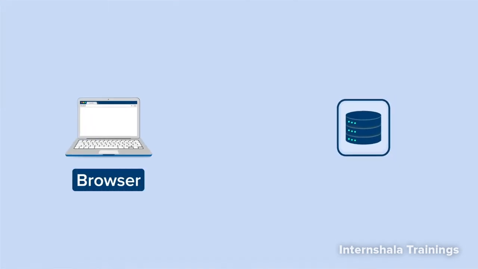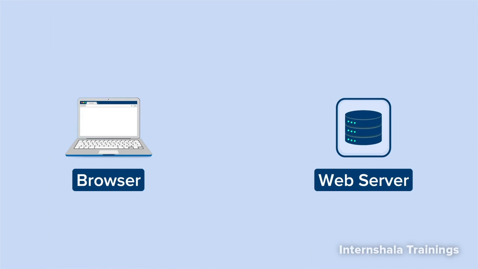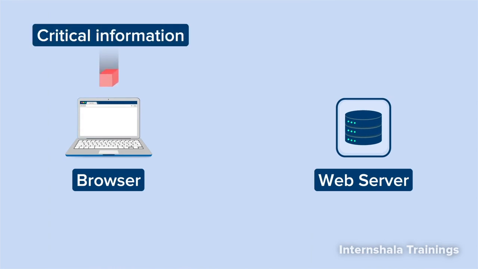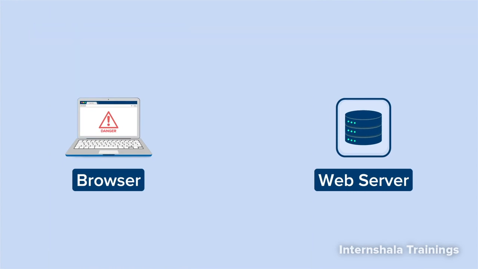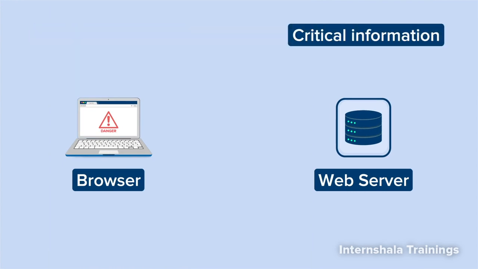Now, in a communication channel, broadly we have a client and a server. We can't store critical information on the client side or the browser as it can be accessed by the user. However, servers are more secure because only the web server can access it using some code. This means we can store critical information on the server side.